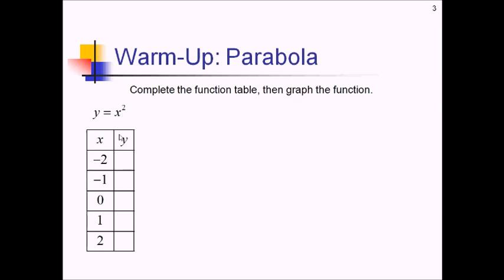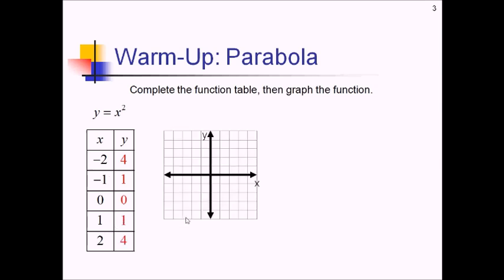So negative 2 squared, that's 4. Negative 1 squared is 1. 0 squared is 0. 1 squared is 1. 2 squared is 4. So negative 2 comma 4, negative 1, 1, 0, 0, 1, 1, and 2 comma 4.